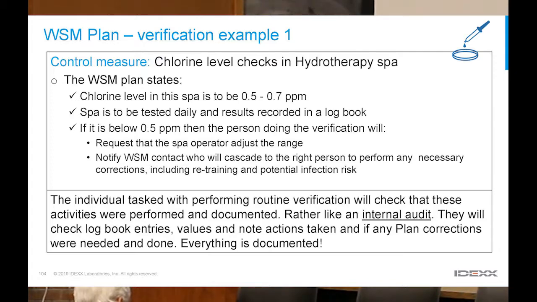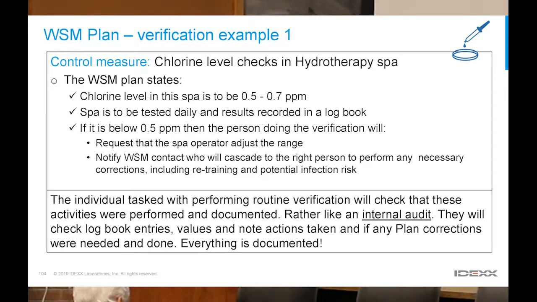If the ppm of chlorine goes below 0.5, then the person doing the verification will make sure that the spa operator adjusts the range and notify the contact person in the plan on the team, who can cascade information to the right people and make any necessary corrections.